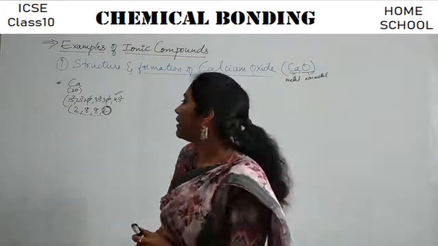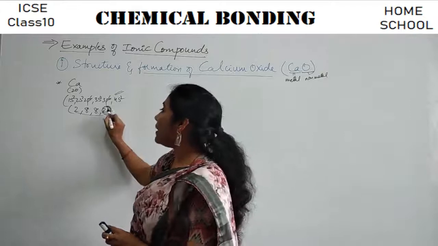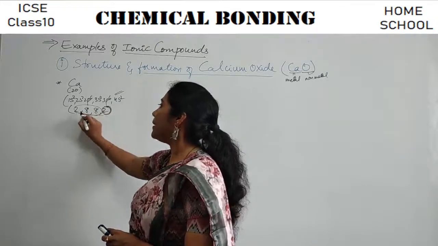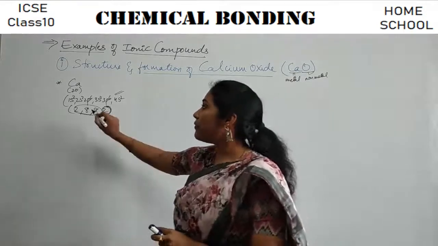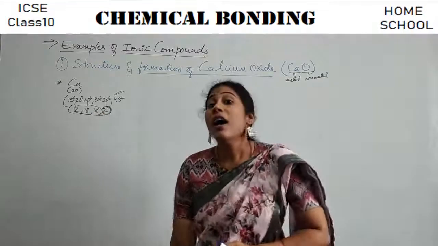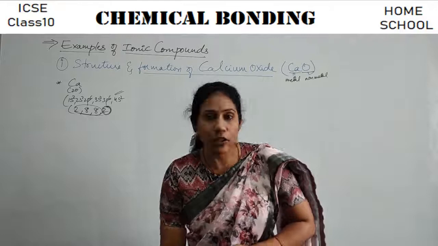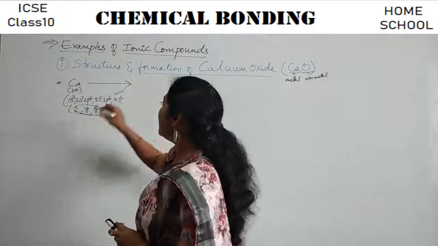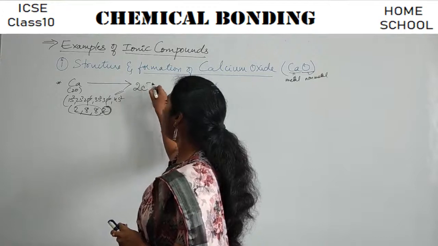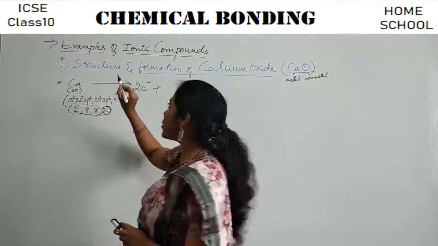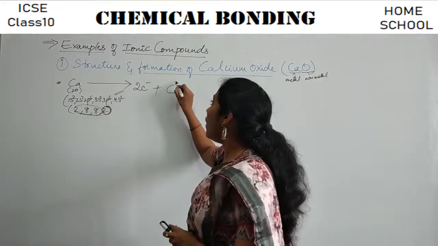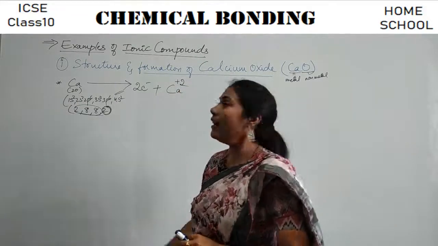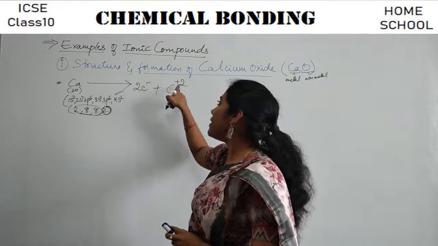Clear? Fine. So it will lose how many electrons? 2 electrons, so that its electronic configuration can be 2, 8, 8, which looks exactly similar to a noble gas called argon. Clear? Fine. So how do you show that losing? 2 electrons it will lose and it is no more a calcium now. It becomes an ion, Ca+2.